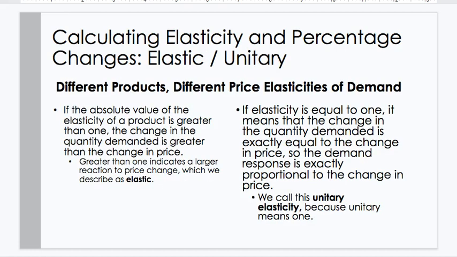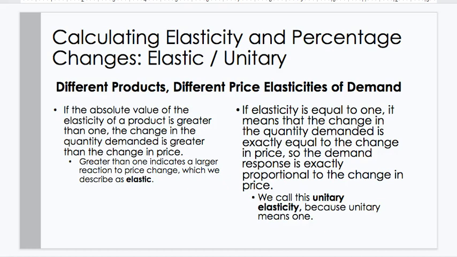Calculating elasticity and percentage changes: elastic and unitary. Different products, different price elasticities of demand. If the absolute value of the elasticity of a product is greater than 1, the change in the quantity demanded is greater than the change in price. Greater than 1 indicates a larger reaction to price change, which we describe as elastic.